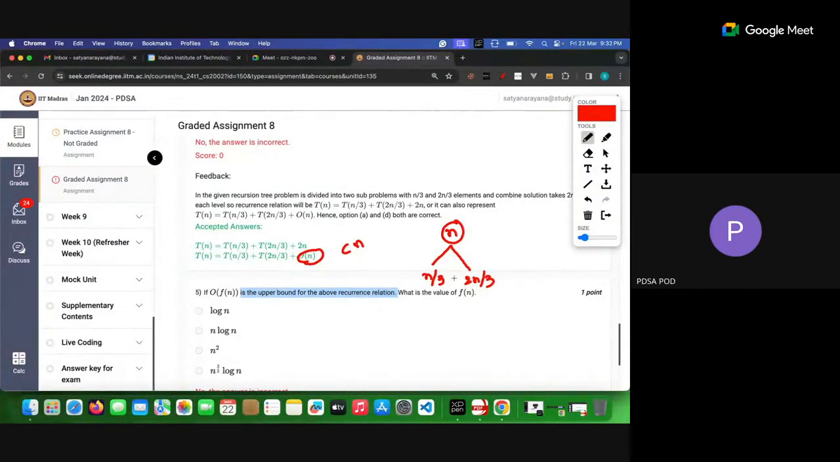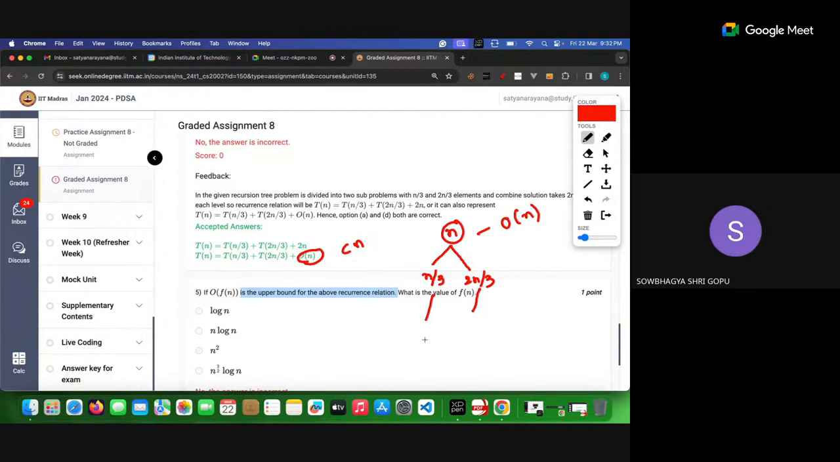Whenever it is constant n, we see whether the particular flow is increasing or decreasing. If this is O of n, clear. When it goes to the next level, what happens then? It is going down one level. N by 3 is going for one level, and 2n by 3 is going for one level. Is it right?